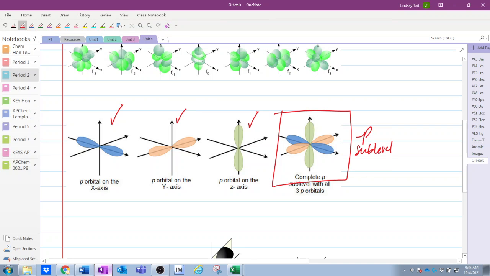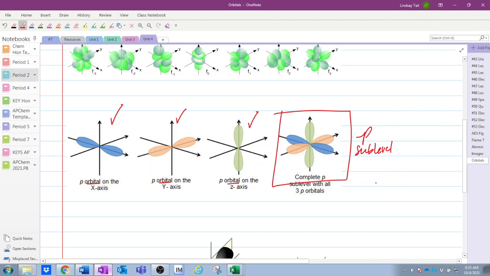That's the sublevel. So this could be 2P, 3P, 4P, and again, the difference between 2P, 3P, and 4P would just be how big the dumbbells are getting. So orbital, orbital, orbital, but sublevel when you put those three orbitals together.